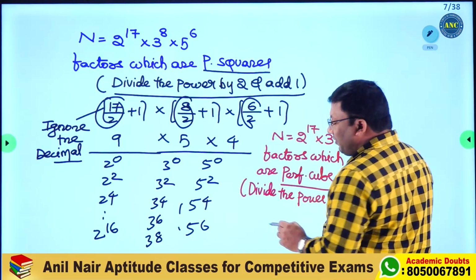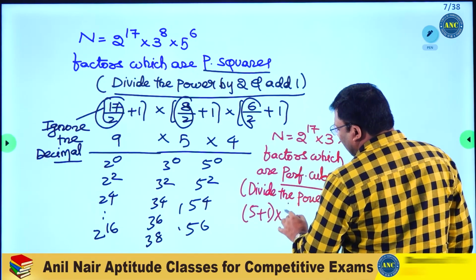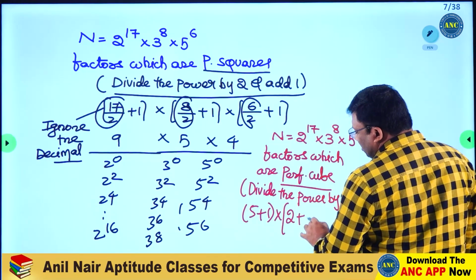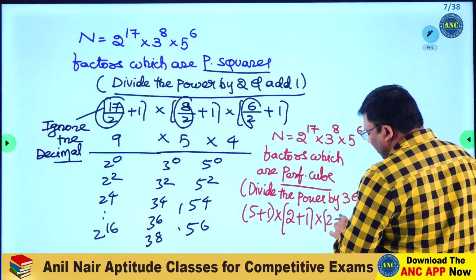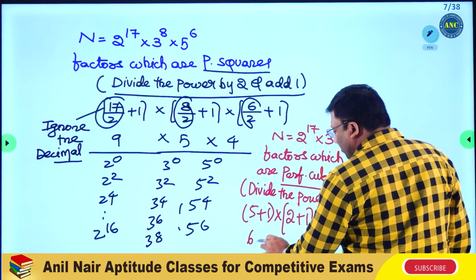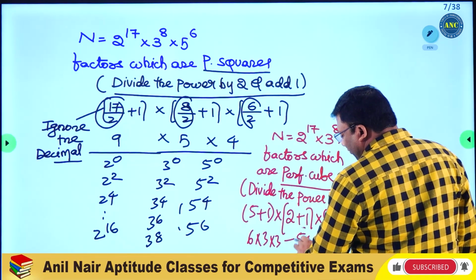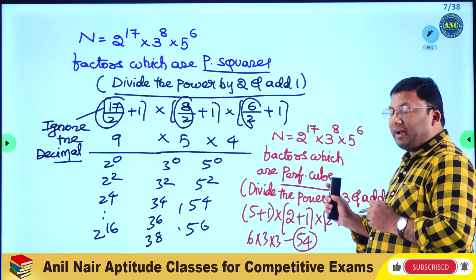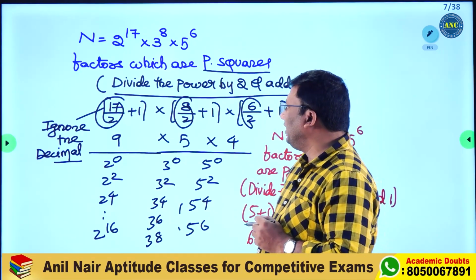17 by 3, 5 point something. Ignore the decimal, 5 plus 1. 8 by 3, 2 point something, 2 plus 1. 6 by 3, it is 2 plus 1. This will be 6 into 3 into 3, 9 sixes are 54. That is how to find the factors which are perfect cubes. I hope the idea is clear.